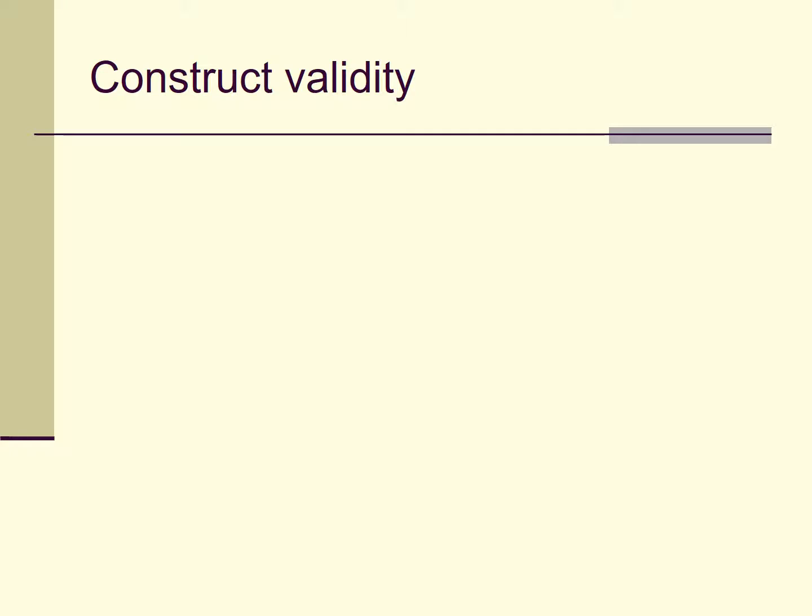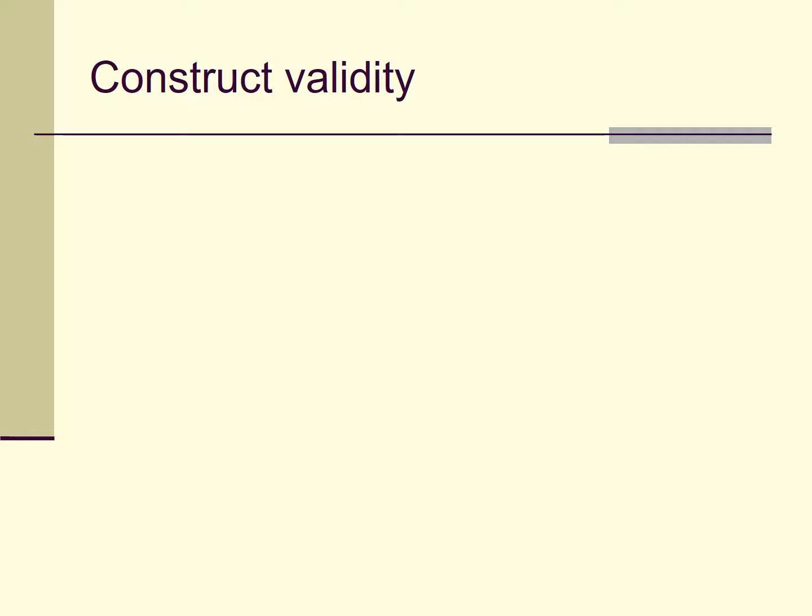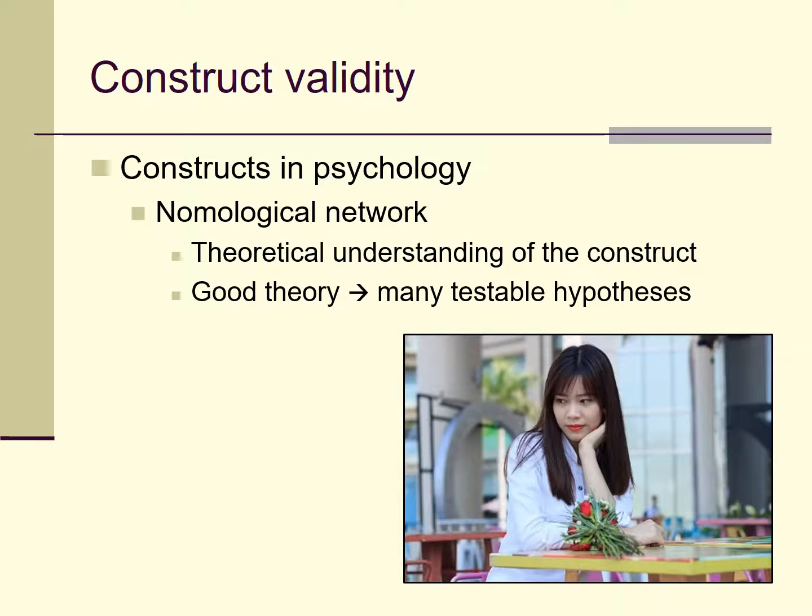Now, in psychology, where we have no one sufficient referent or one sufficient criterion for measuring a construct, we instead have to rely on a network of interlocking suppositions or ideas about that construct, something which Meehl and Cronbach called the nomological network. A more familiar way to describe what a nomological network is to just say that's our theoretical understanding of the construct. So we have a nomological network about depression.